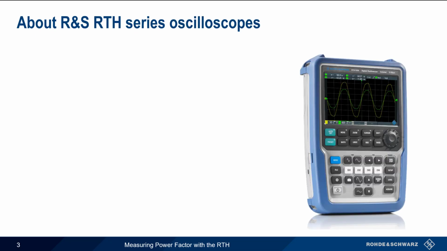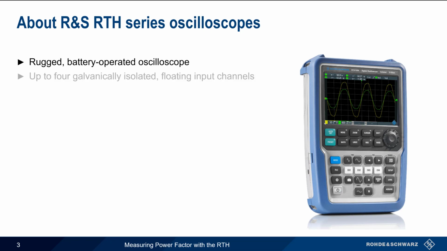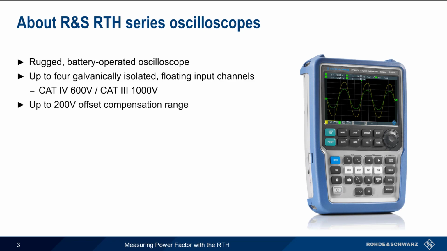Let's start with a brief overview of Rohde and Schwarz RTH series oscilloscopes. The RTH is a rugged, battery-powered general-purpose oscilloscope. The scope inputs are all galvanically isolated and floating, with protection of up to 600 volts for Cat 4 and 1,000 volts for Cat 3. The RTH also offers an offset range of up to 200 volts.